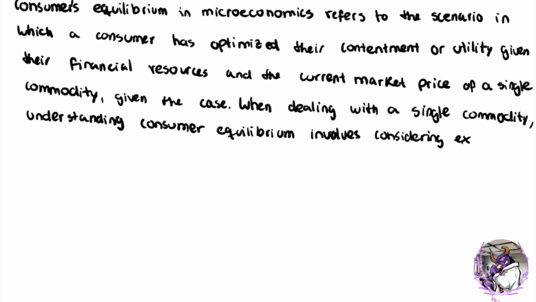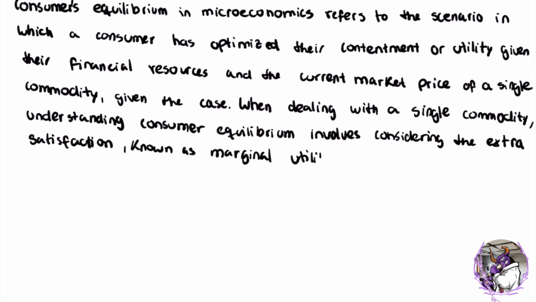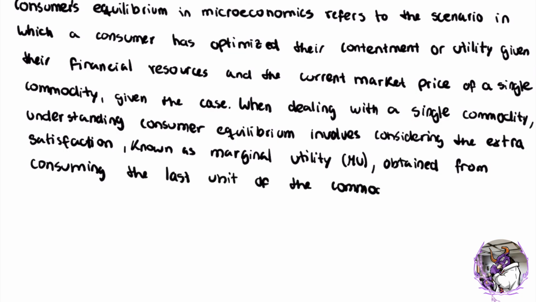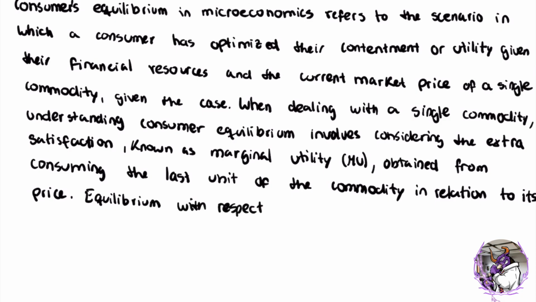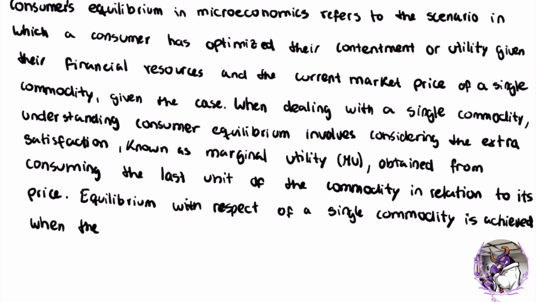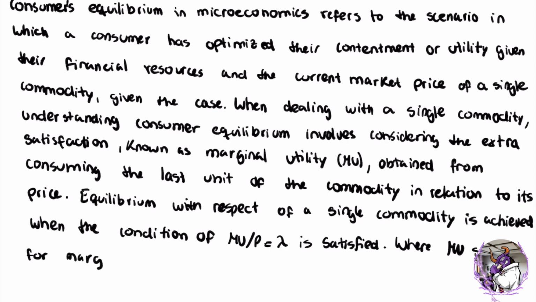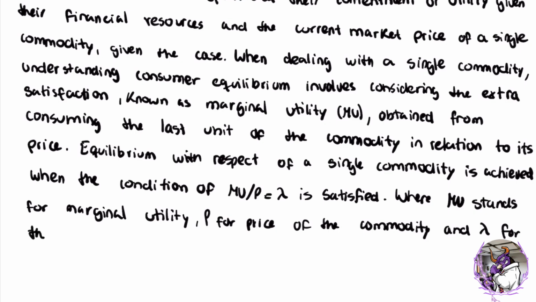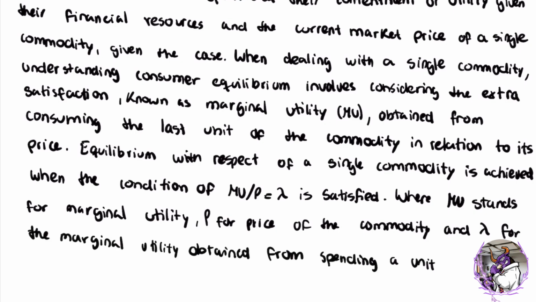When dealing with a single commodity, understanding consumer's equilibrium involves considering the extra satisfaction known as marginal utility, MU, obtained from consuming the last unit of the commodity in relation to its price. Equilibrium with respect to a single commodity is achieved when the condition of MU divided by P is equal to the marginal utility obtained from spending money, where MU stands for the marginal utility and P for the price of the commodity.